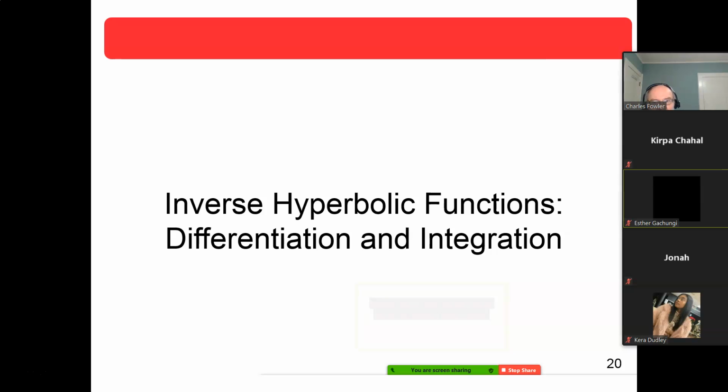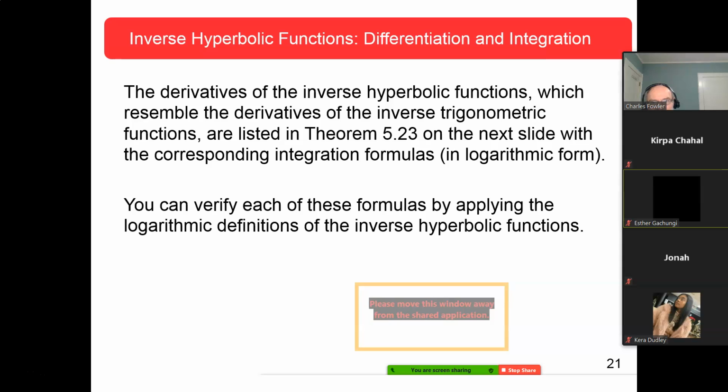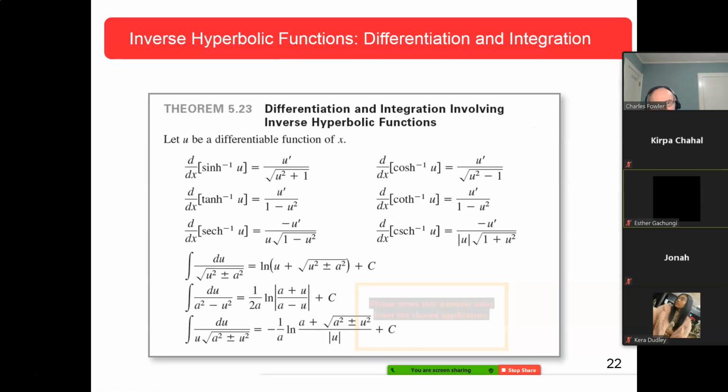Now, what if we're differentiating and integrating these hyperbolic functions? I don't even want to think about it. The derivatives of inverse hyperbolic functions resemble the derivatives of inverse trigonometric functions, only different. The theorem on the next slide lists them with the corresponding integration formulas in log form. You can verify each of those by applying the log definitions to inverse hyperbolic functions.